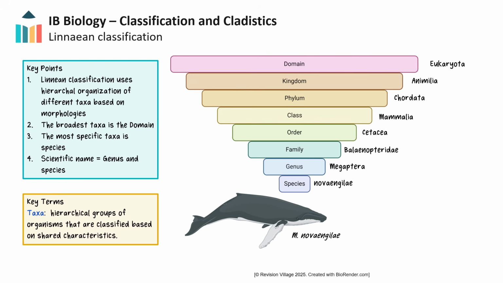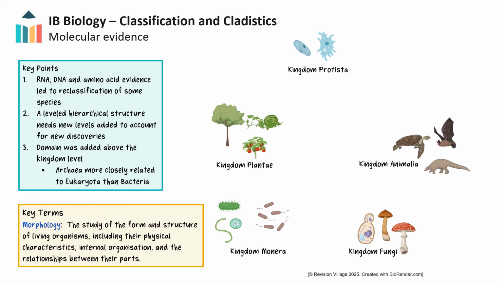As more and more species have been discovered, so has our technology and ability to objectively analyze relationships between species. Using RNA, DNA, and amino acid evidence has led to discoveries about evolutionary relationships and has caused us to reconsider some of the ways we've organized and categorized species, leading to reclassifying some species. As a result, leveled hierarchical systems have needed more levels and sublevels added to account for new discoveries.